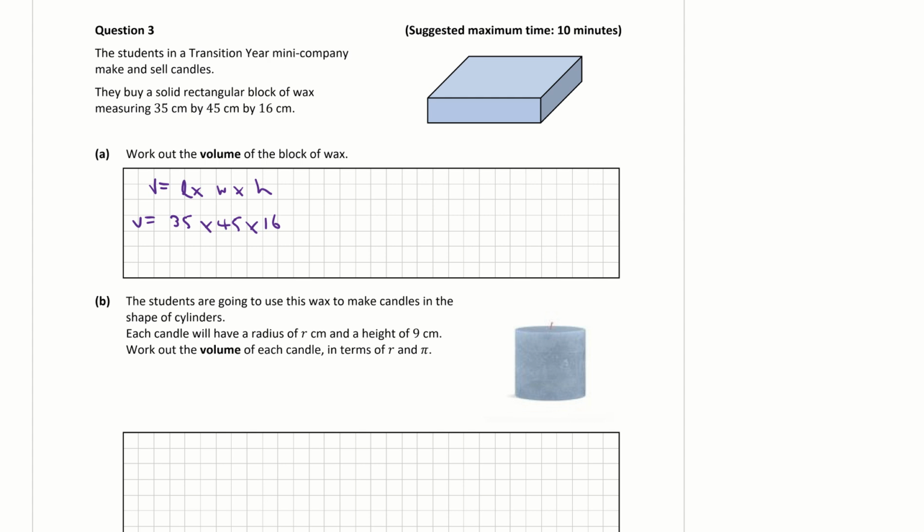And when you multiply 35 by 45 by 16, I'm getting 25,200 centimeters cubed. Just make sure and put in your centimeters cubed, or marks may be lost.